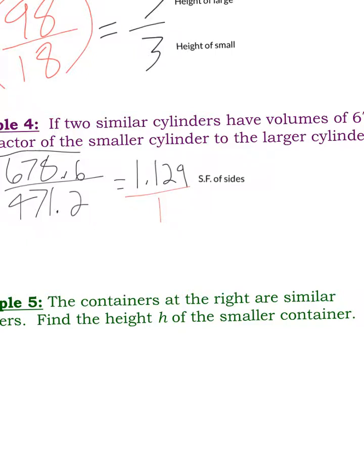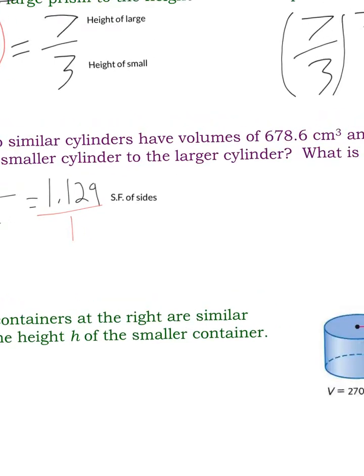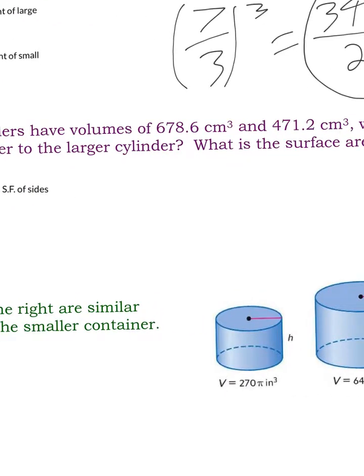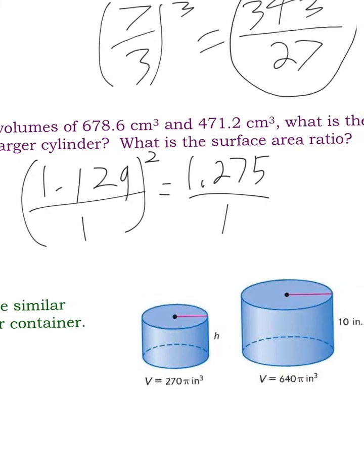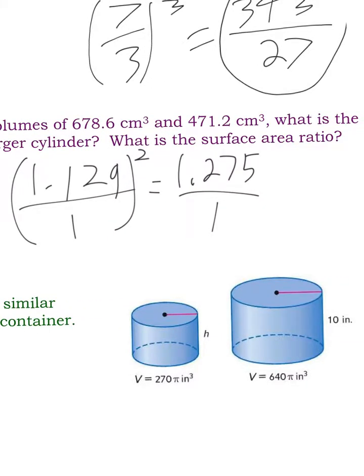What I'm going to do next with that is, because it's asking for the surface area ratio, I'll keep that as a fraction. I'll do the 1.129 over 1, and I'll square it. And that's going to give me approximately 1.275, again, over 1. And that's my ratio of my areas. And that's it for that one.